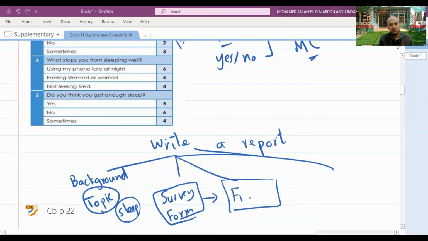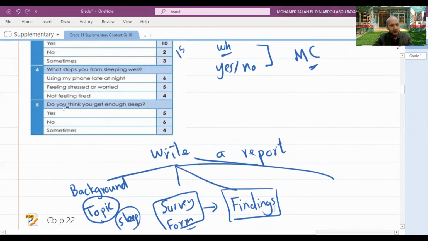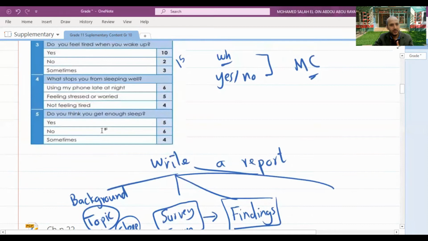The next step is the findings. What did you find? What did you get from this survey? I found that, for example, question 5. Do you think you get enough sleep? 5 said yes, 6 said no, and 4 said sometimes. So generally, students don't get enough sleep.